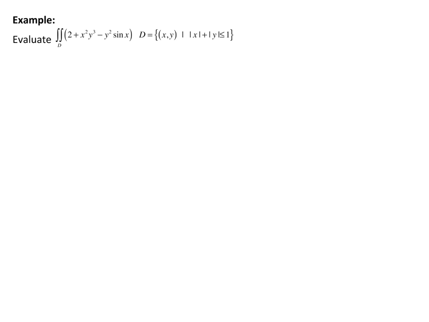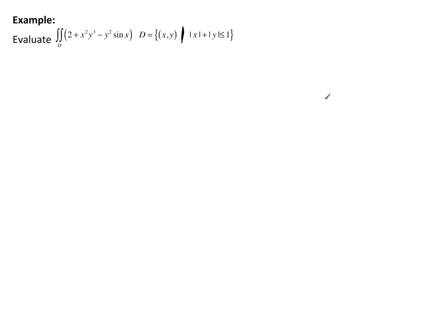Let's evaluate the double integral of 2 plus x squared y cubed minus y squared sine x over the region that's defined by the absolute value of x plus the absolute value of y is less than or equal to 1. Let's make this vertical bar a little bit bigger so you can see this is the set of x, y such that absolute value of x plus absolute value of y is less than or equal to 1.